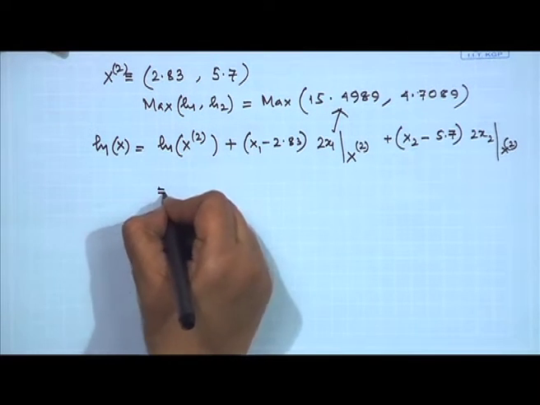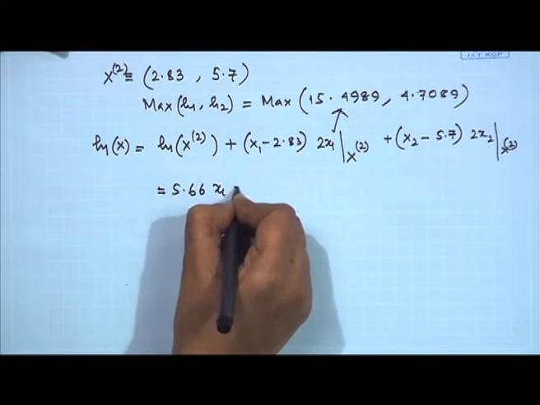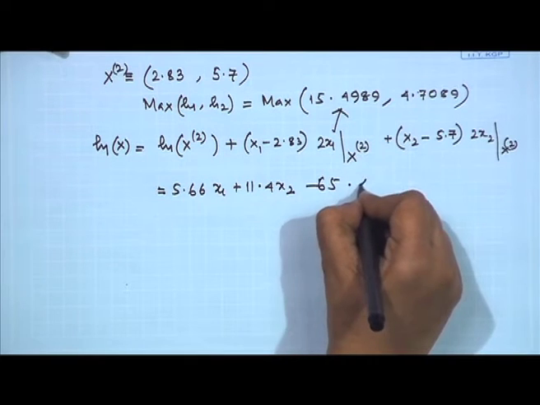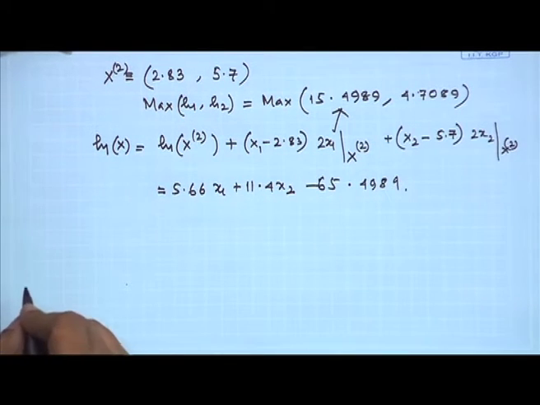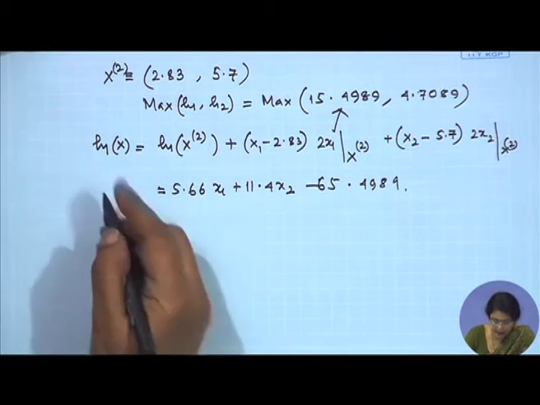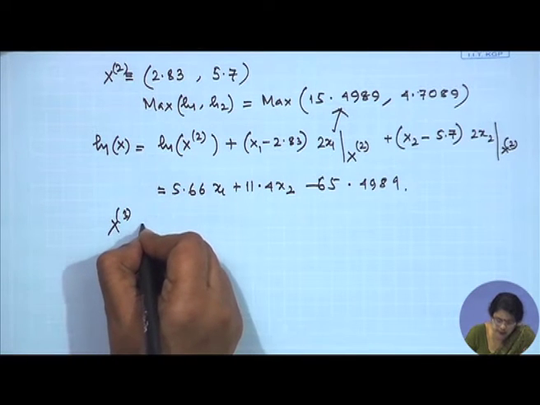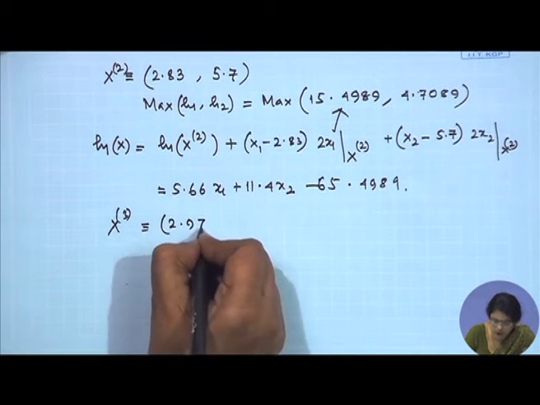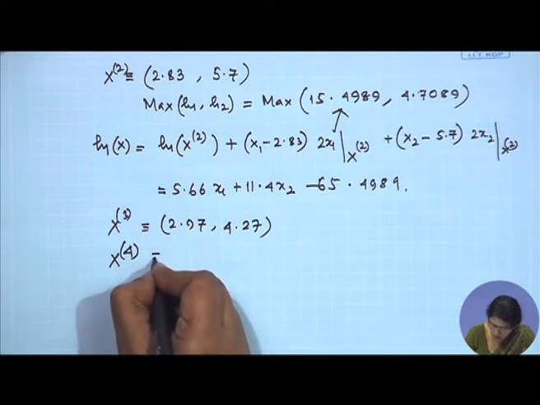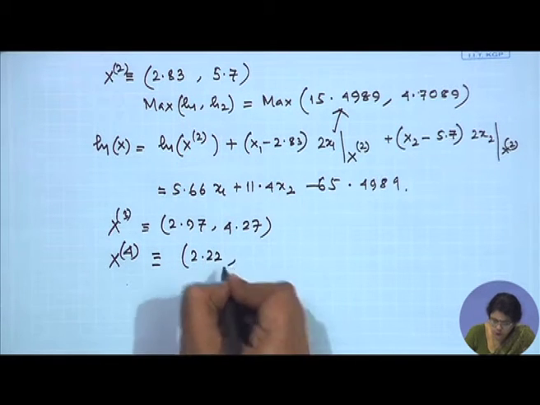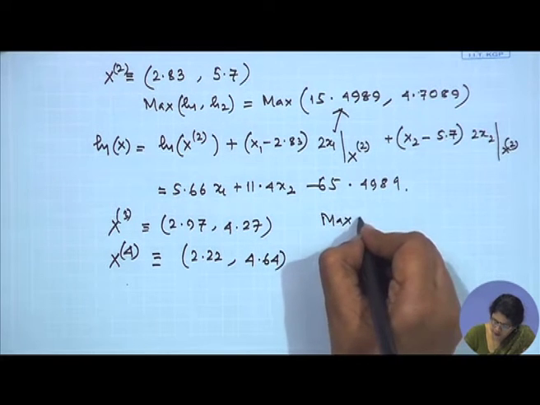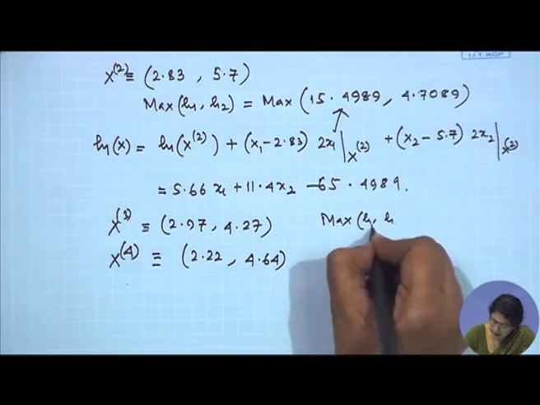This is equal to 5.66 x1 plus 11.4 x2 minus 65.4989. Again we will append this constraint to the previous problem, and we will get the optimal solution x3 in this way. One by one, let me write down all the solutions for you. 2, 7, then we will get x4, 2.22, 4.64, and here just to see how the h1 values are changing, h1 and h2.